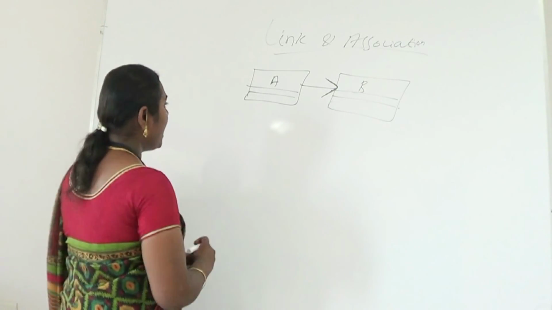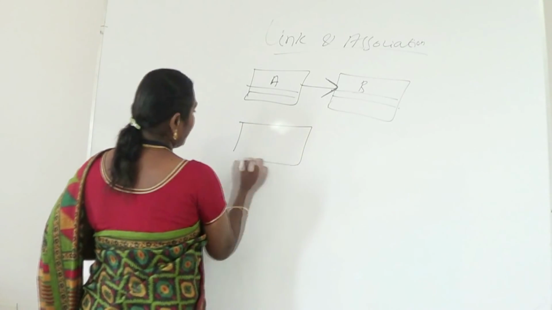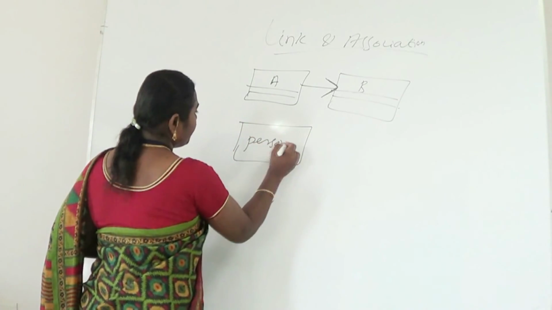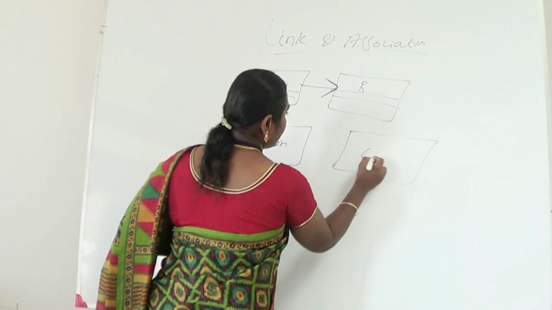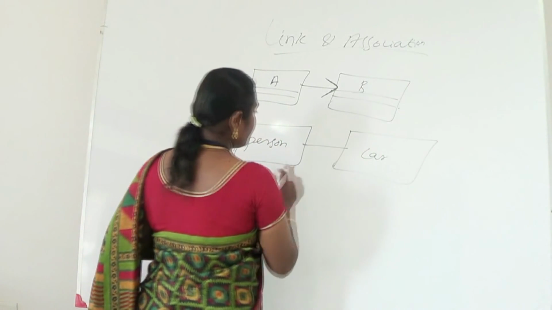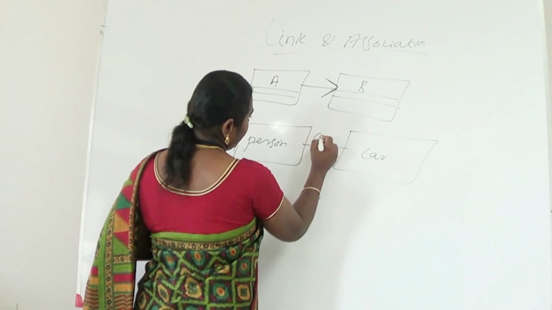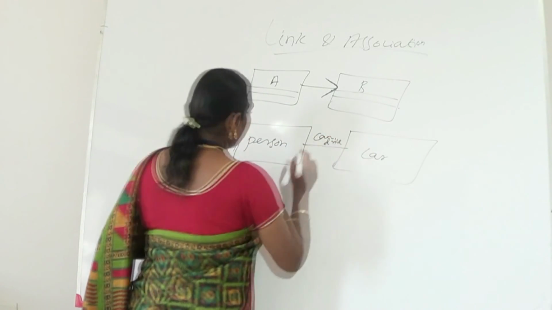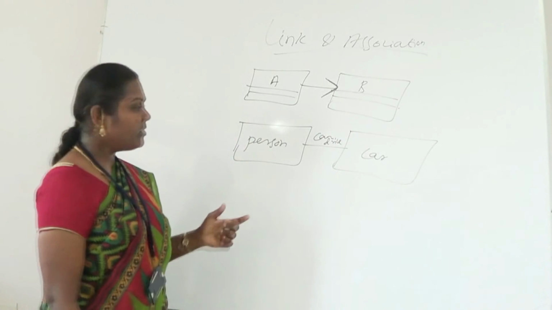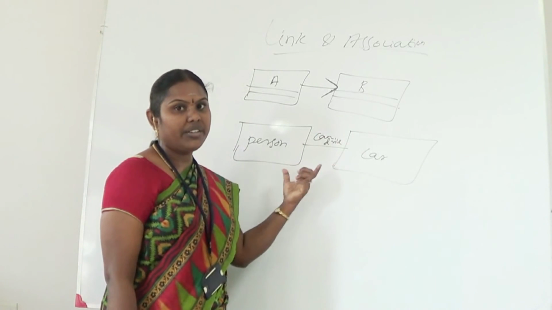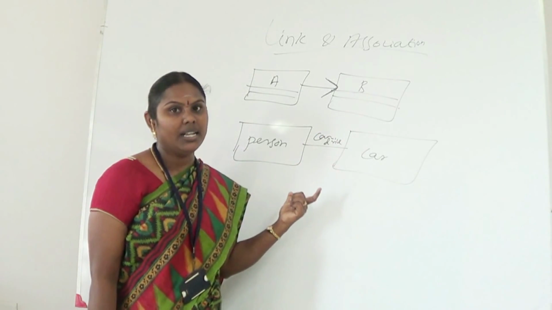The second thing is binary association. For example, we have to consider person and car. Here we have to specify a solid line between the 2 classes and specify the association name, for example "can drive". A person can drive a car. So likewise we specify the 2-way communication between the classes. So this is a binary relationship.